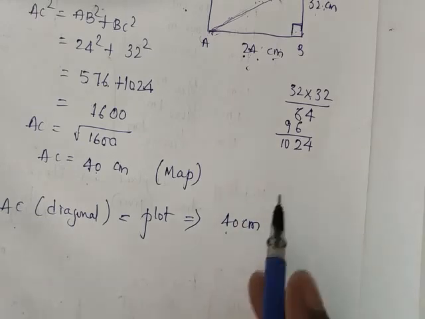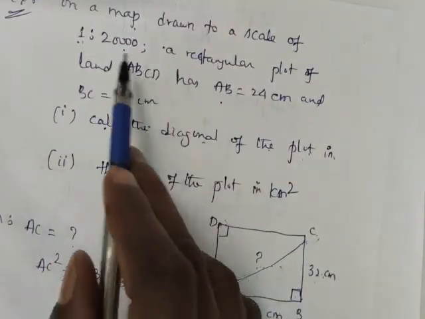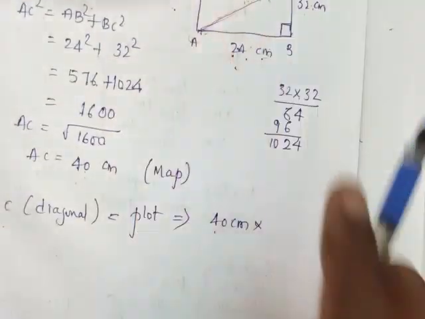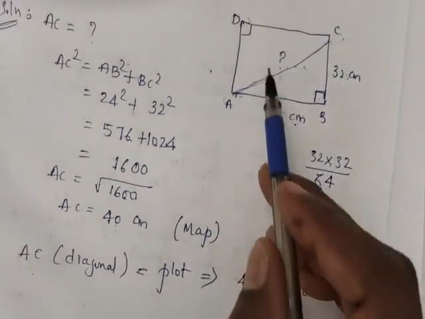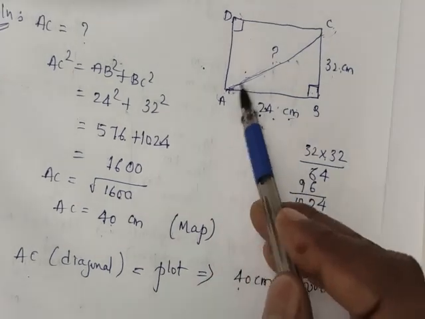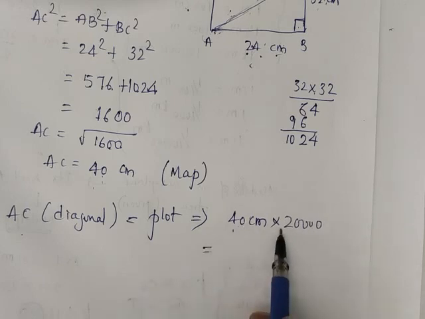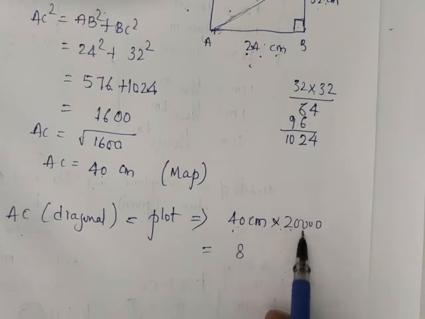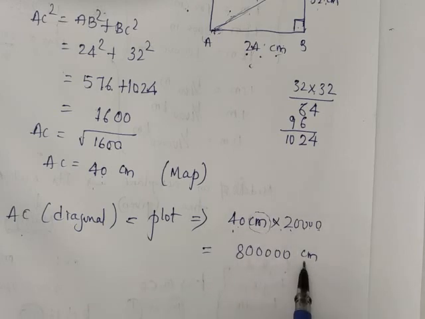If you want the real one, what do you have to do? To get the real one, you need to multiply. What do you have to multiply? Look, the scale factor is given, that is 20,000, you have to multiply. How many times should I multiply? Only once, because the diagonal is unidimensional. It is not area. We want just the length of AC. Length is unidimensional, therefore I multiplied once. Then 4 twos are 8, and there are 5 zeros, in centimeters. See, that is the same unit.